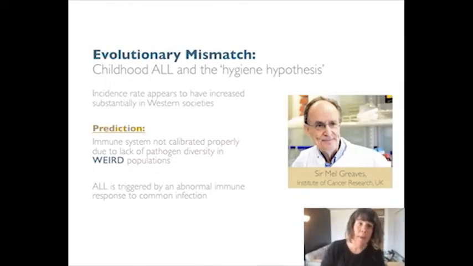One example of this is Mel Greaves out of the UK, who has recently proposed that certain childhood leukemias may be due to an environmental mismatch. This is linking actually the hygiene hypothesis, this lack of exposure to certain pathogens in WEIRD populations. So the incidence of this cancer has increased substantially in Western societies. And so he's predicting that our immune system is actually not calibrated properly due to this lack of pathogen diversity. And then it is triggered by an abnormal immune response to a common infection and can lead to a cancer phenotype. So this is just one example of providing a potential evolutionary mismatch scenario in why humans would be vulnerable to certain cancers. I will end this talk specifically talking about breast cancer in this context.